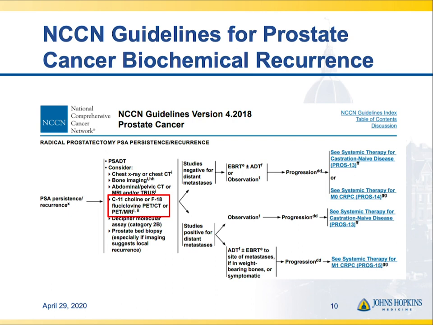These are patients that have either persistence of an elevated PSA after attempted curative therapy, or they achieved a PSA nadir or an undetectable PSA, and now their PSA is rising again. And the two agents that are FDA approved are C11 choline and an F18 labeled agent known as FACBC or fluciclovine or Axumin.